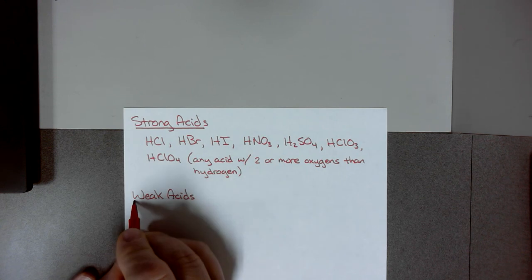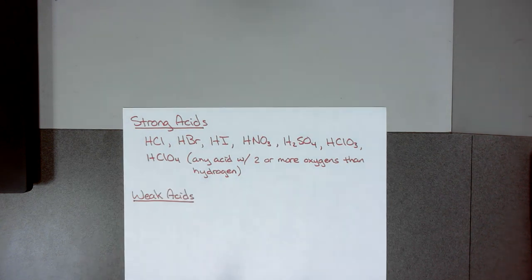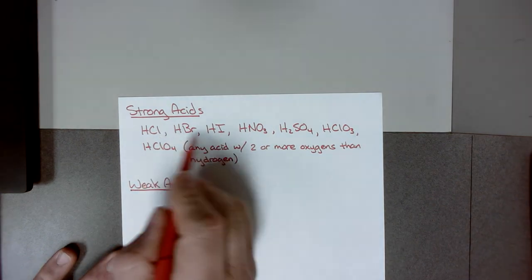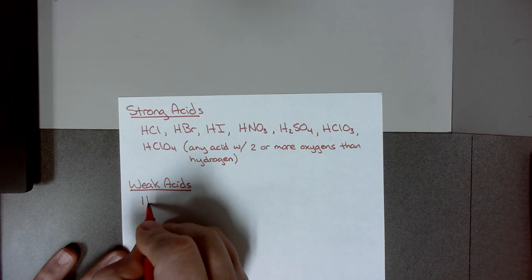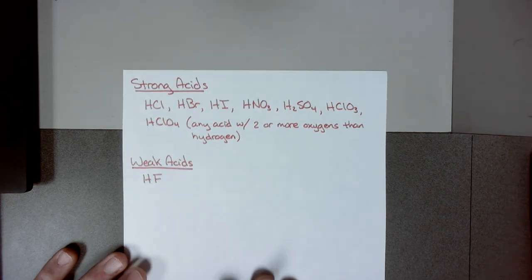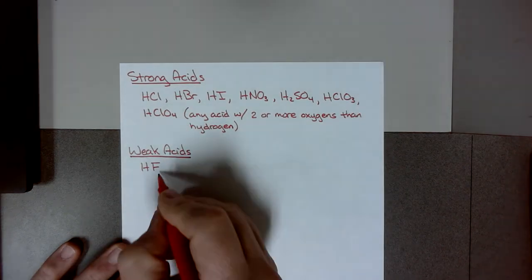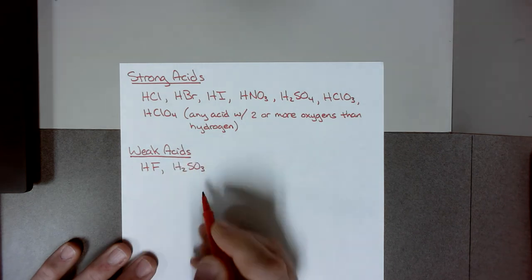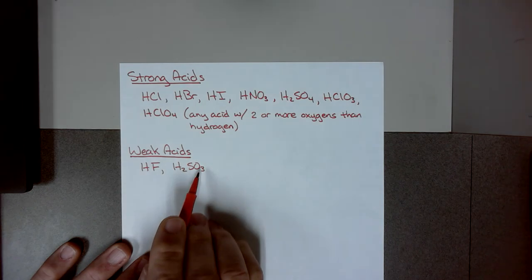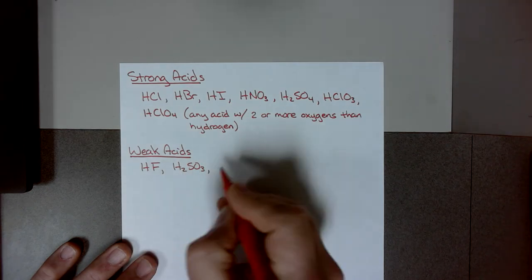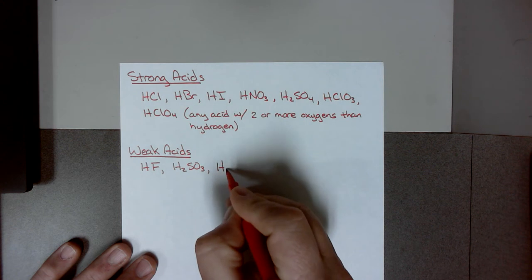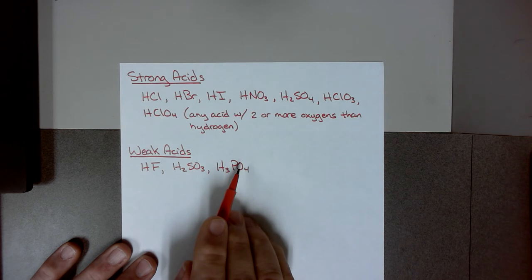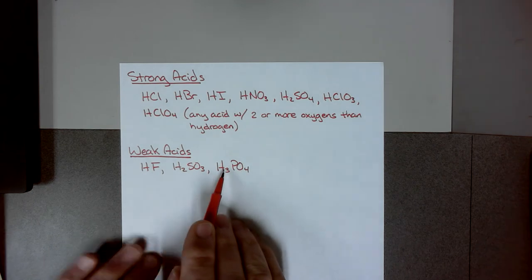So really, if those are the strong, everything else is weak. But to be able to recognize a weak acid, remember my halide acids are all strong except for hydrofluoric acid. That's a weak one. Now, if we look at this, H2SO3, that is sulfurous acid, I only have 1 more oxygen than hydrogen, so it's weak. Or like phosphoric acid, H3PO4, I have 1 more oxygen than hydrogen, so it's a weak acid.